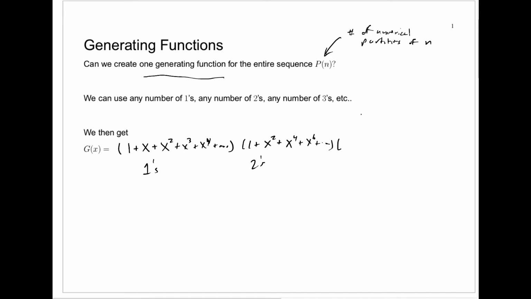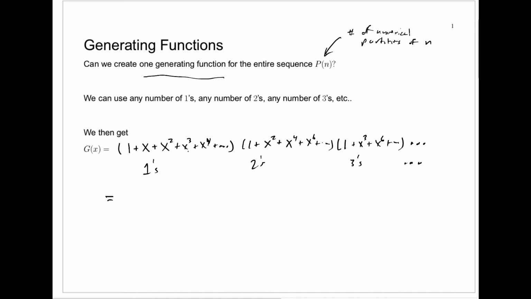I could ask, how many 3s do I use? Well, I could use 0 3s, 1 3, 2 3s, or any number of 3s. And I'd have a term like this for any number I want to use. In other words, I would have an infinite product of infinite power series here. And that looks like a big, awful mess. There are some things we can do to write this a little bit more nicely.